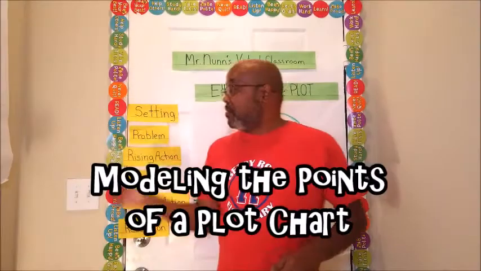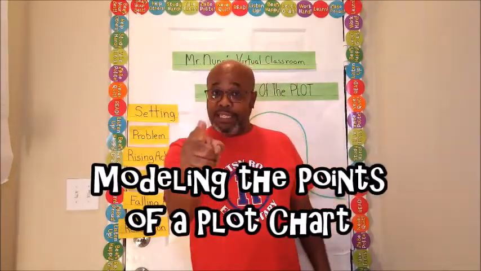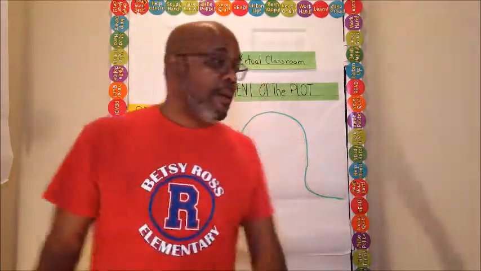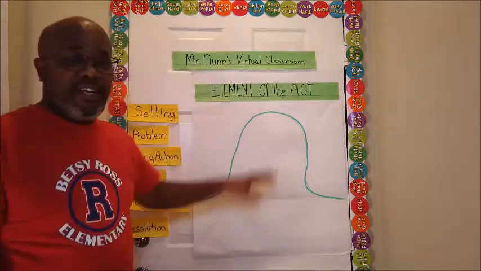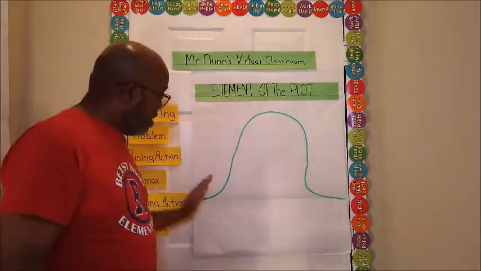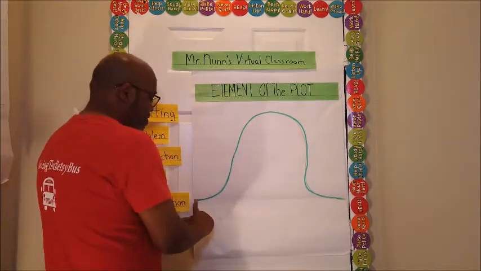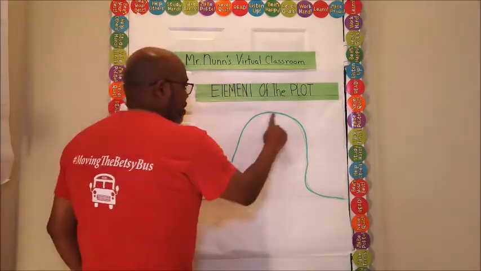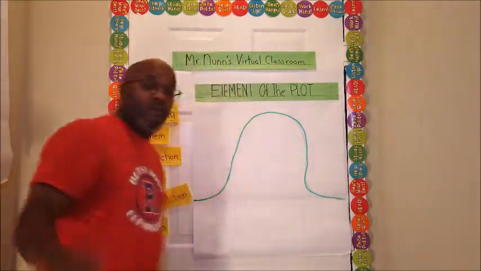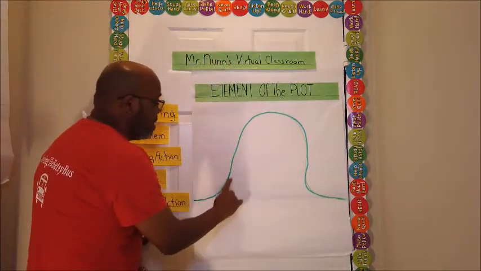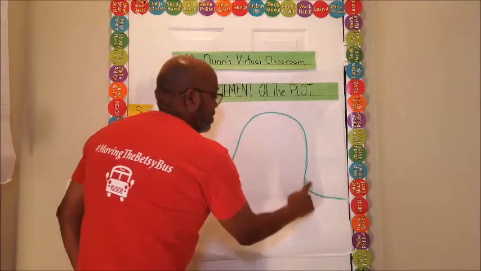Now we're going to take these vocabulary words and place them on the plot chart. So here we go. When you think of a plot chart, think of a mountain or a hill. It kind of goes up, it kind of goes down. So let's practice this design. Take your finger, go up and then come down. One more time. Go up like a mountain and come on down.